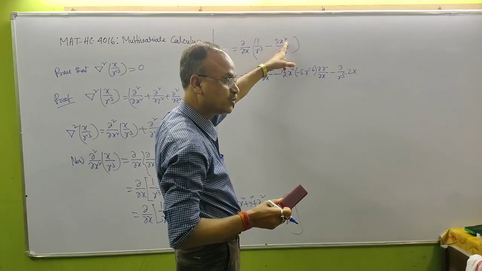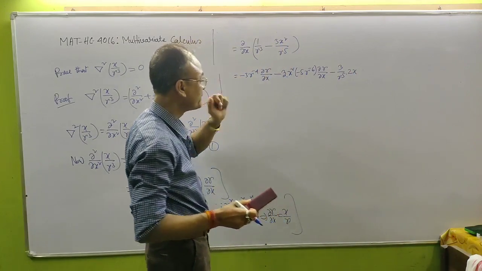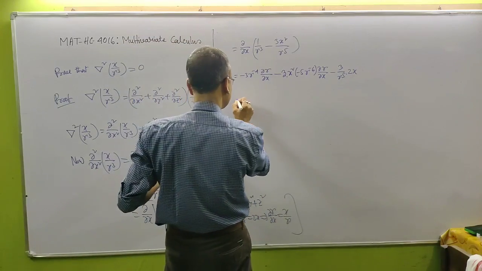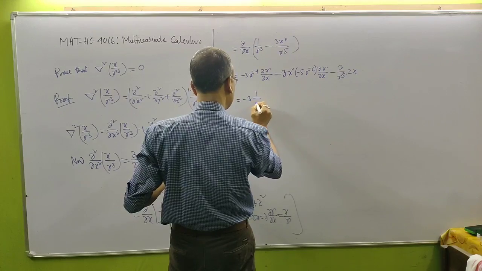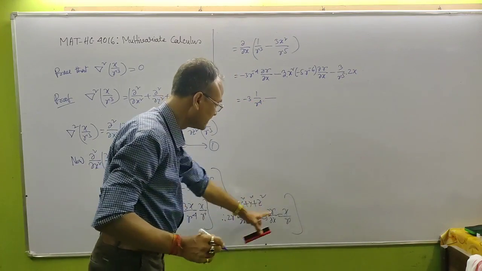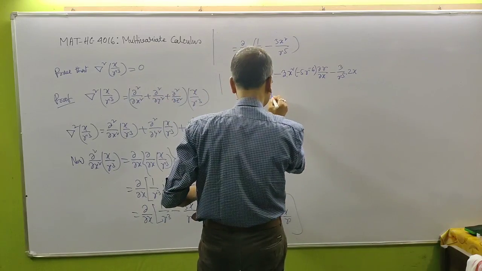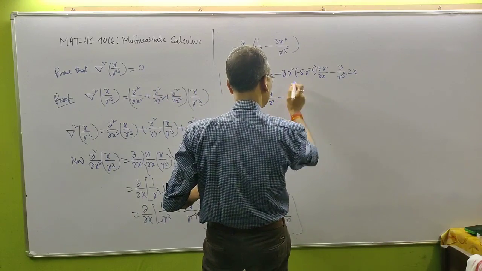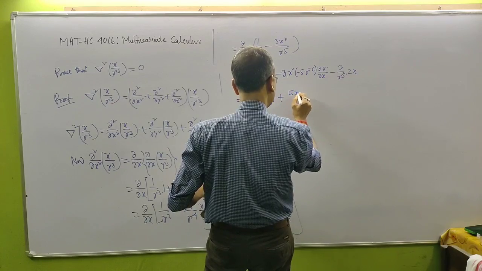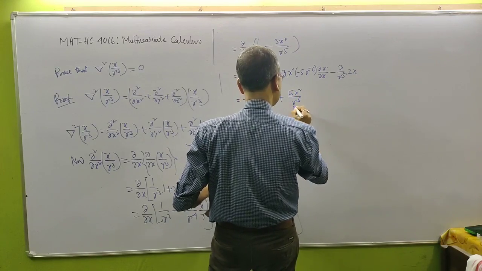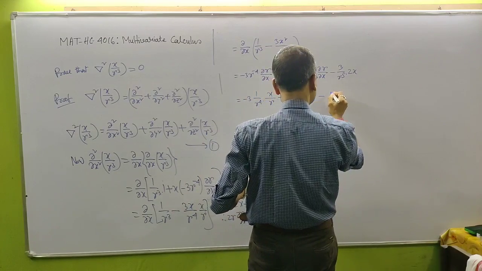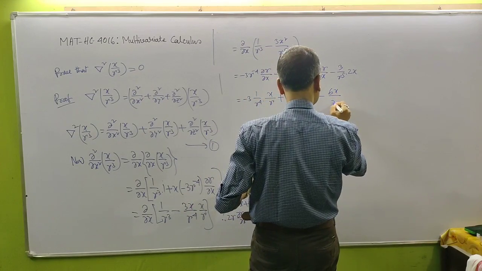First function x square, second function 1 by r to the power 5, means r to the power minus 5. You may write like this. This is equal to minus 3 into 1 by r to the power 4, just like this, del r by del x equal to x by r. You may write x by r plus 15 x square by r to the power 6. It is again x by r minus 6 x by r to the power 5.